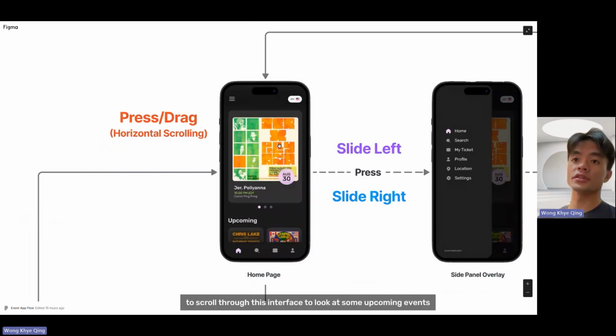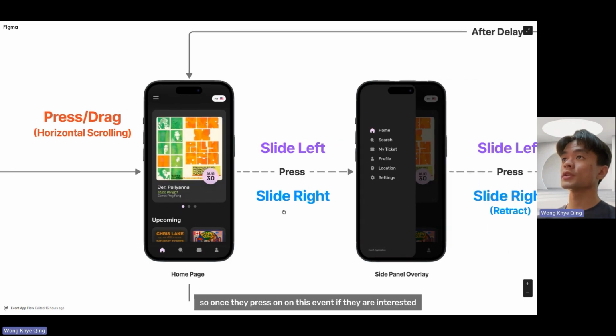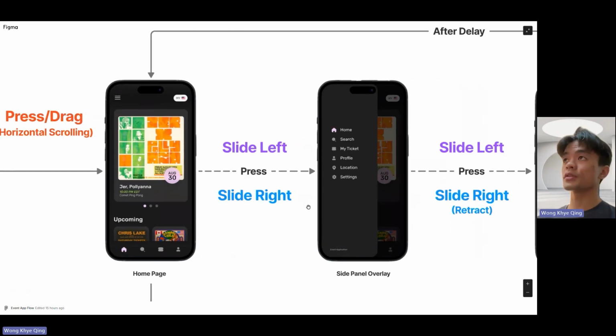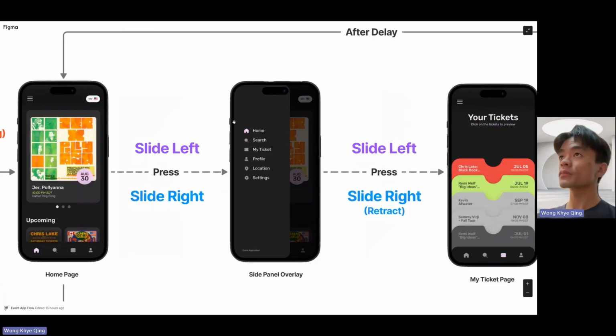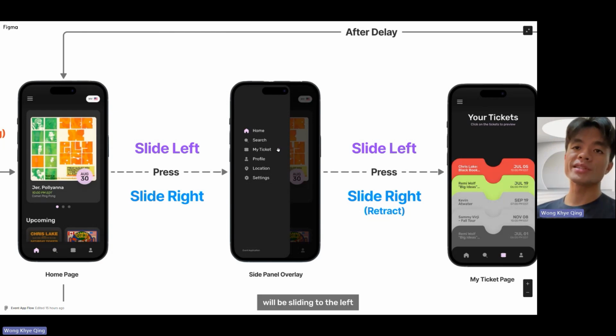Users are able to scroll through this interface to look at some upcoming events, and for these highlighted events, users are able to scroll horizontally by dragging or even pressing the buttons below. Once they press on this event, if they're interested, or once they click on this burger icon, the side panel overlay will be shown, sliding slightly left from the right. Then users are able to go to the home page and my ticket page as well. If they would like to go to my tickets, they just need to press on this, and this side panel and the home page will slide to the left.